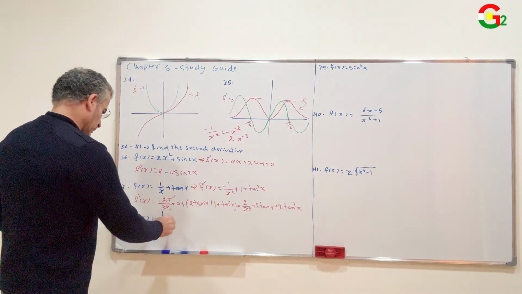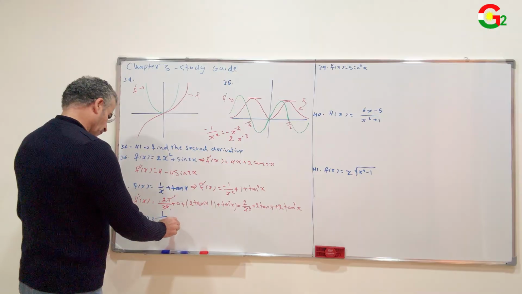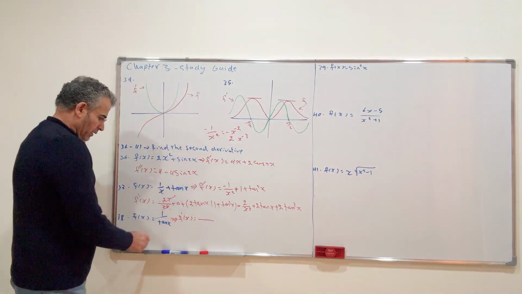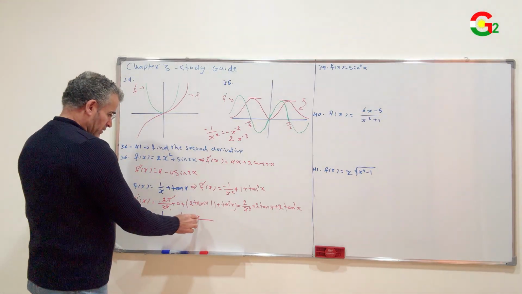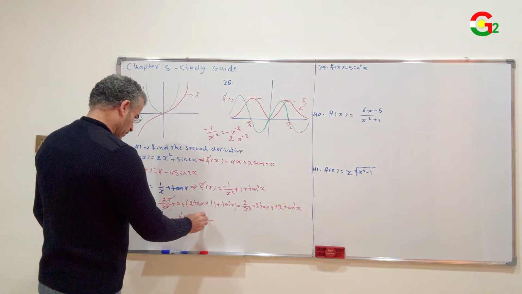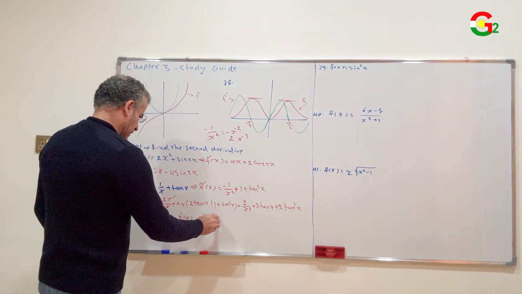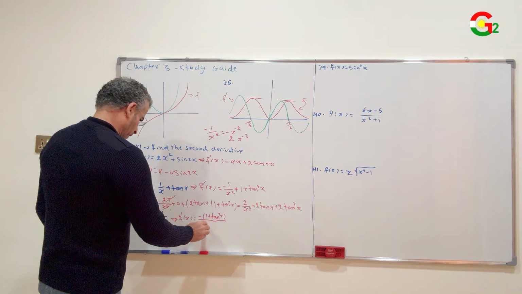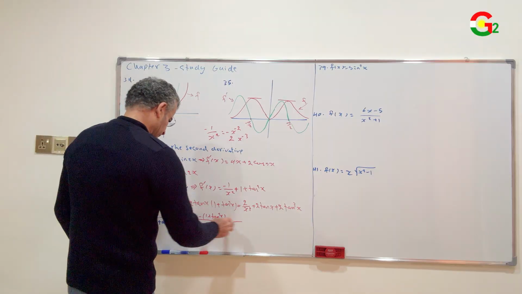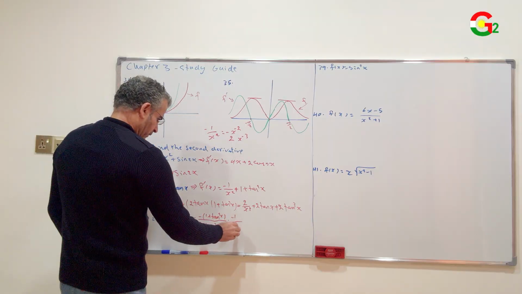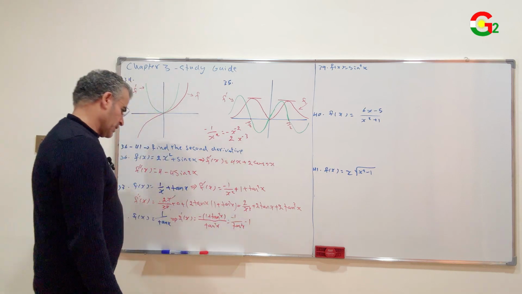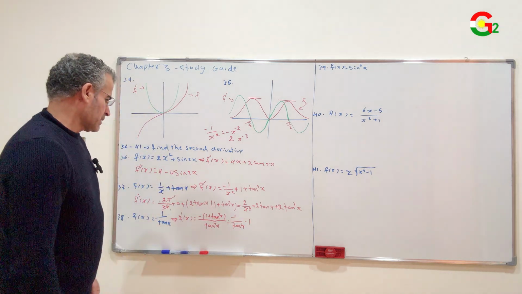Number 38. F prime of x equals the denominator times the derivative of the numerator, 0, minus the numerator 1 times the derivative of the denominator, 1 plus tan square x, over tan square x, equals negative 1 over tan square x minus 1, since tan square x over tan square x is 1.